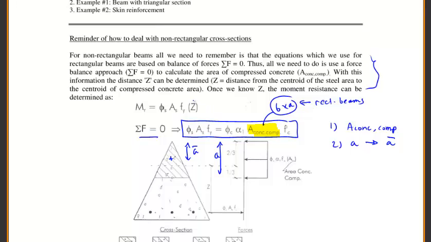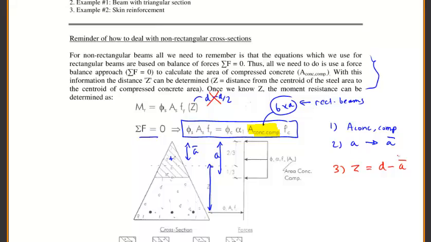Because again, what do we usually have to determine moment resistance? We have the force in the steel times this lever arm, which is the distance between the centroid of the steel and the centroid of the concrete. Normally, this is D minus A over 2. But when we have a non-rectangular section, it's not equal to that. It's instead equal to this value Z, which is just D minus A bar.